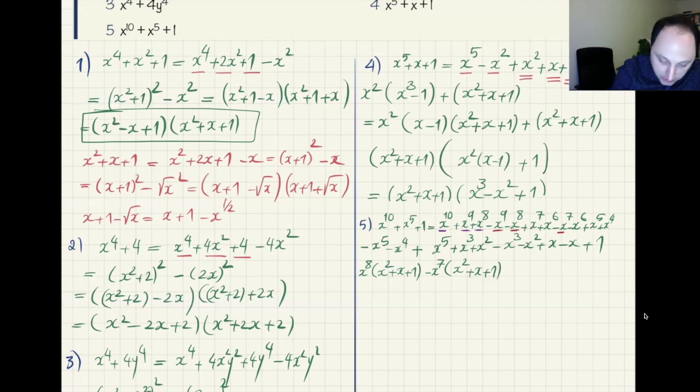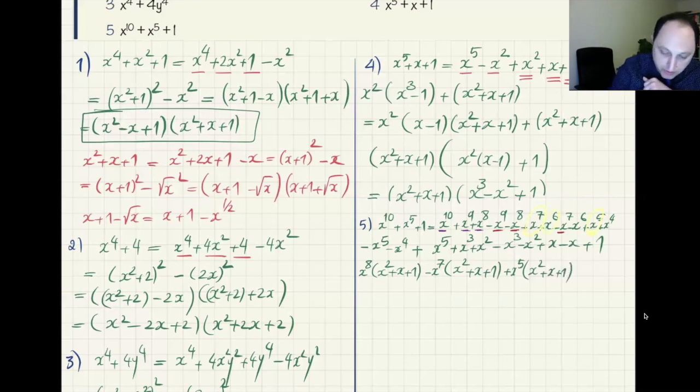Okay, now let me change the color once more now. So these are very similar, so let me write this one. So now I want to factor x to the power of 5. Yes, I want to factor x to the power of 5 between this expression and this expression and this expression, yes. So if I pull this out, it becomes x to the power of 5, and then I will have x squared plus x plus 1, yes.